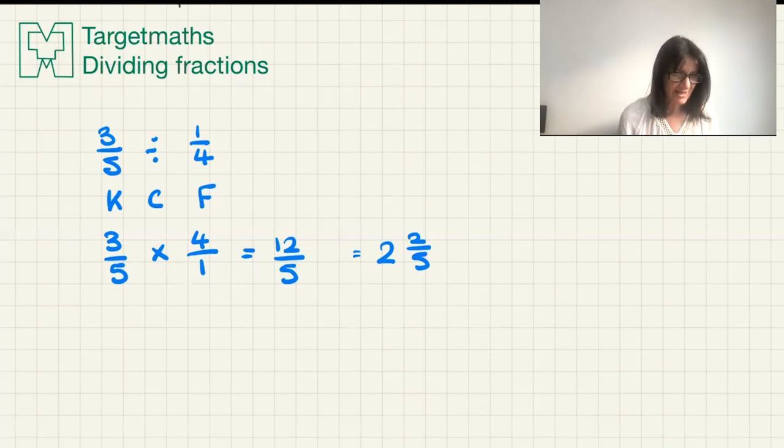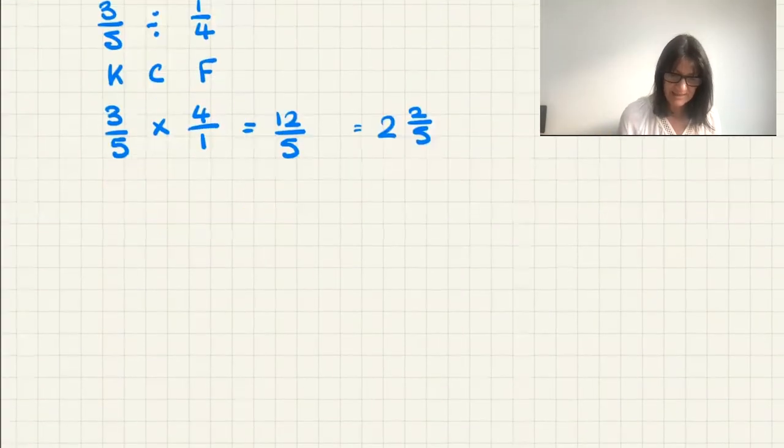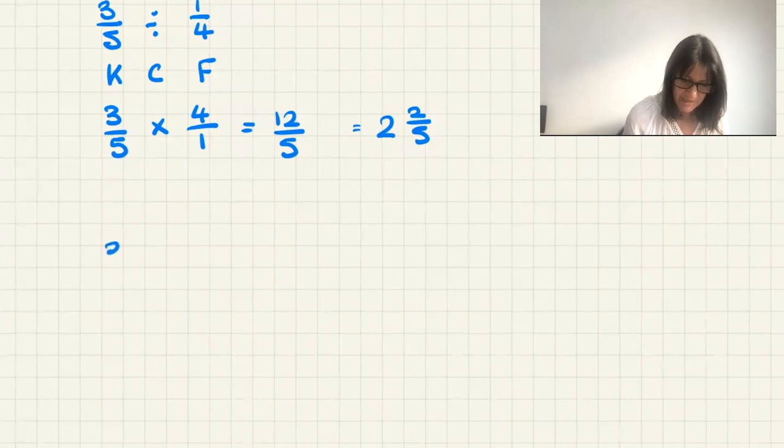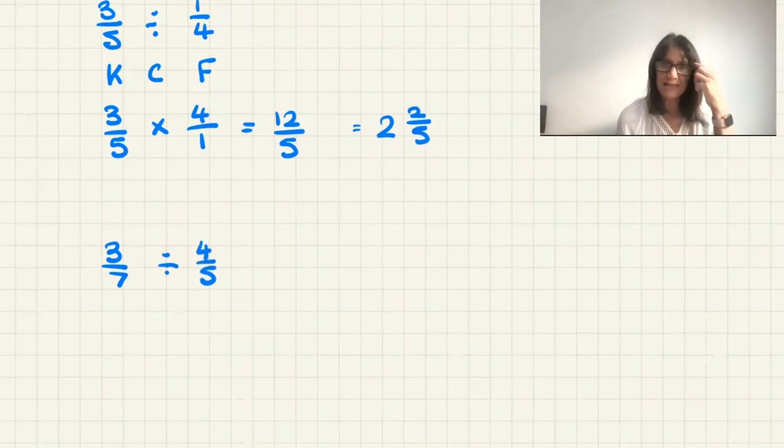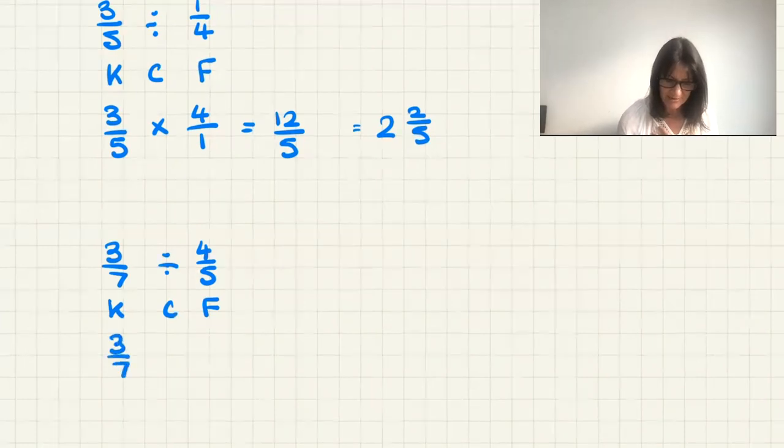All right, let's do another question. We'll do 3/7 divided by 4/5. So that divide sign needs to trigger KCF. And it's really worth writing it down so we can see what we want our brains to do. Okay, I'm going to keep 3/7. I'm going to change to times, and I've got to flip. So 5 and then 4. And now I can just do it.